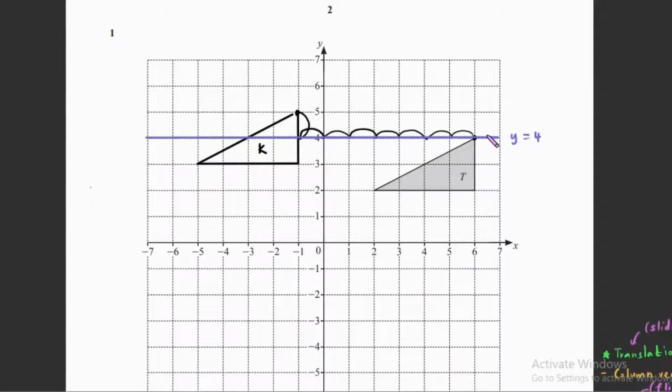So when it comes to reflection, now if I consider this point here, it's already on the line, so it will be on the line as well. Now when I consider this point here, it's 2 units away from this y is equal to 4 line. So it's going to be the same distance away, but in the opposite direction. So it's going to be here. This point is again 2 units away from the y is equal to 4 line. So it will be the same distance away in the opposite direction. So this is where it will be. So if I connect it, this is how the triangle will be. So this is the image that we get when we reflect it about this y is equal to 4 line.